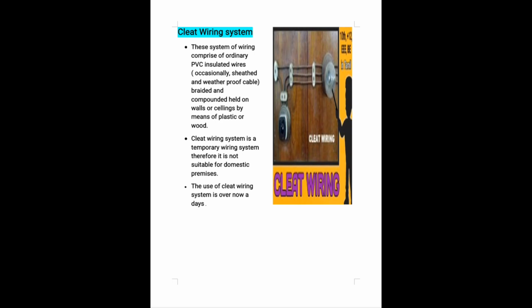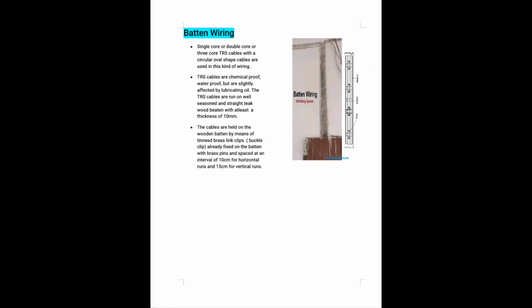Cleat wiring system. This system of wiring comprises ordinary PVC insulated wires, occasionally sheathed or weatherproof cable, braided and compounded, held on walls or ceilings by means of plastic or wood cleats. Cleat wiring system is a temporary wiring system, therefore it is not suitable for domestic premises. The use of cleat wiring system is over nowadays.